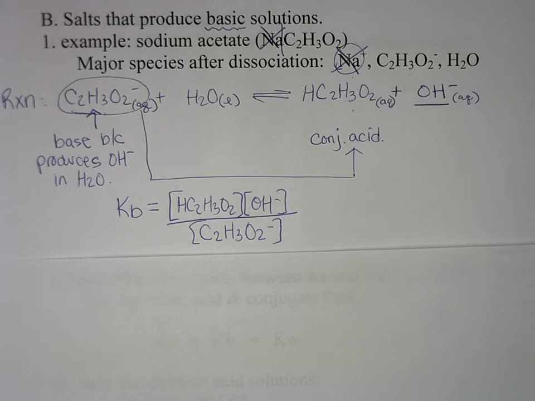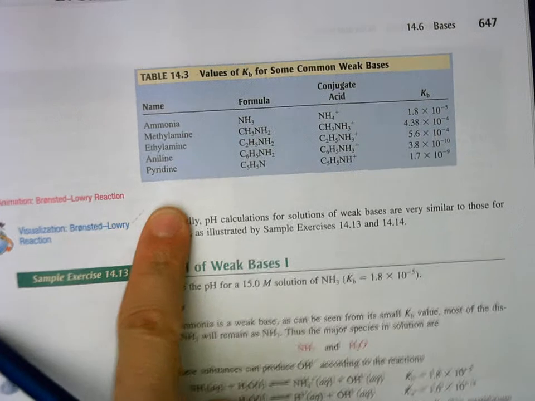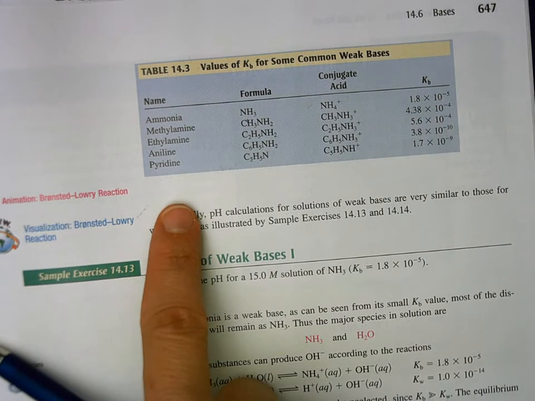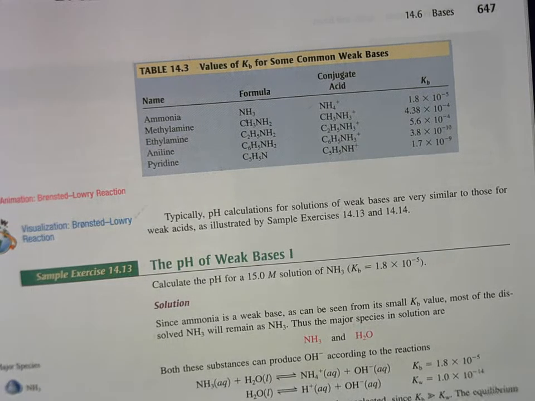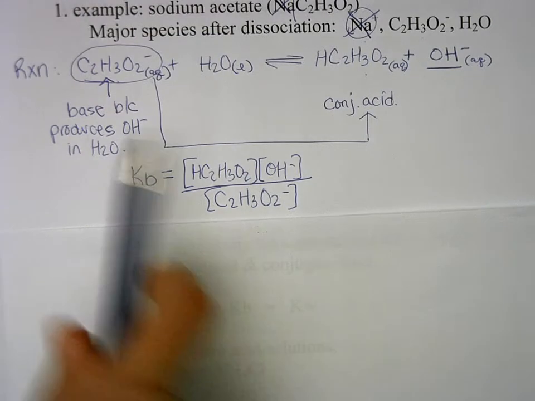Now, the only tricky thing here is that in your book you have a list of Kb values. What I wrote here is the Kb expression for the acetate ion. But if I look at my Kb table, is the acetate ion on here anywhere? No, there is no Kb value for conjugate bases, which is basically what this is.